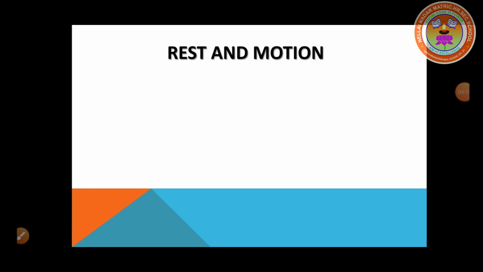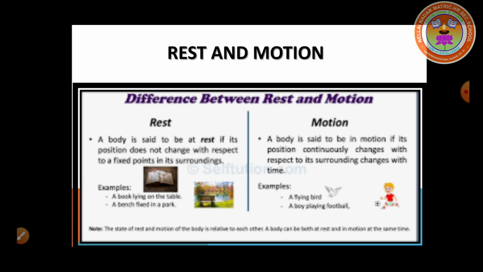what is rest and what is motion. So already you know rest. A body is said to be at rest if its position does not change with respect to a fixed point in its surroundings. So the object is located or placed at a particular point. It does not change its position. That only is called the rest position.